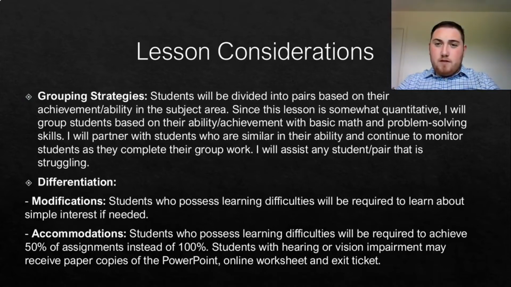Some of the modifications I used for this lesson, or the only modification I used, was to do a simple review of simple interest and not focus so much on compound interest if a student required that. The accommodations that I used were that if students could not complete 100% of the in-class assignments, they would be required to complete 50% of that, if they had a learning difficulty or had trouble reading, or did not understand the lesson completely.